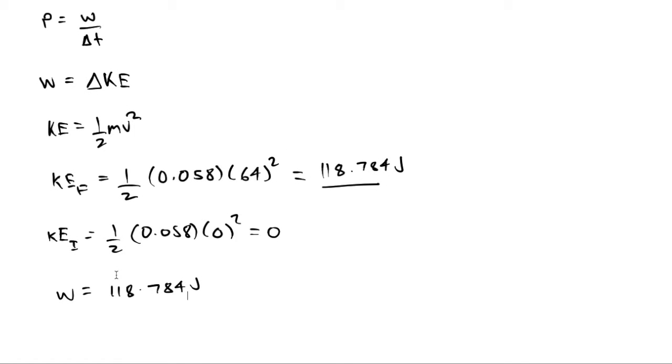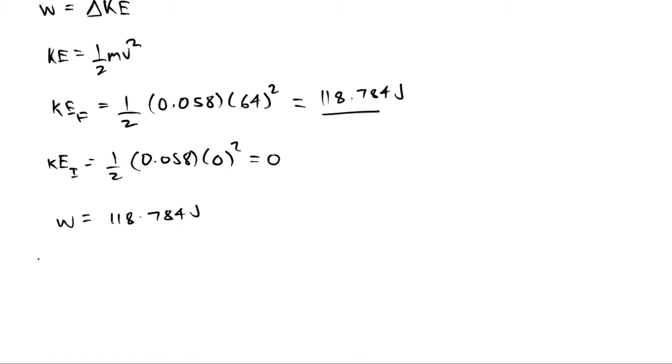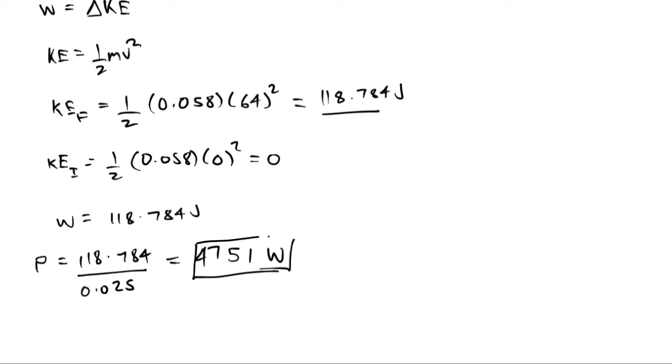And let's put this into our formula from earlier. Power is equal to work over change in time. So we can put this in there. So power is equal to 118.784 divided by the time, which was 25 milliseconds. So this becomes 0.025 seconds. And when we divide this in our calculator, 118.784 divided by 0.025, you get something about 4,751 watts. That's the unit for power, watts. And that's your final answer.